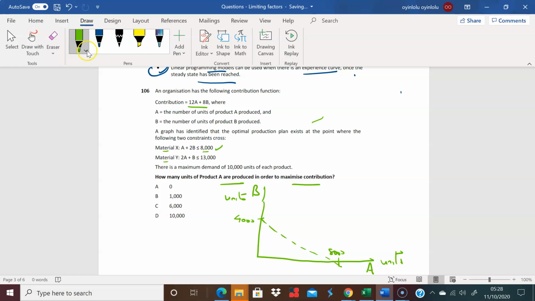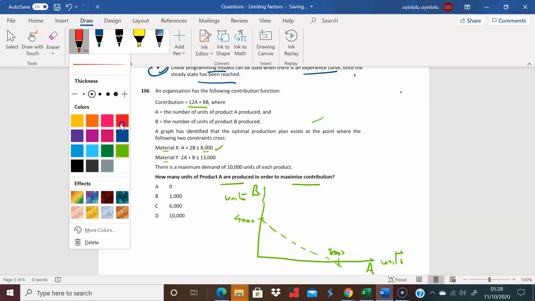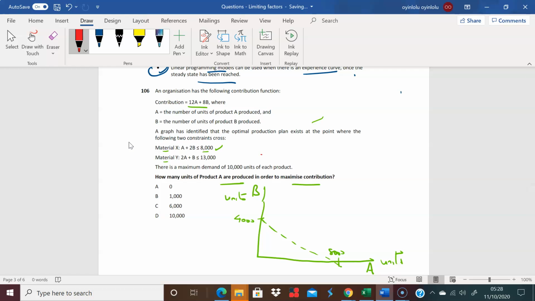And I'll change my pen color here to red. So material Y, here I can make, of course, 6,500 units of A if I only make A, or I can make 13,000 units of B. So I'm going to put 13,000 up here, and I'm going to draw this curve to look like that. Oh, that's not very good. But the key point is you can see where I'm going.